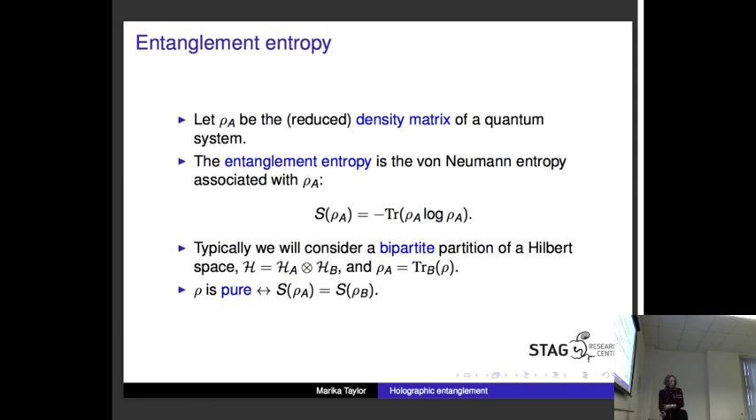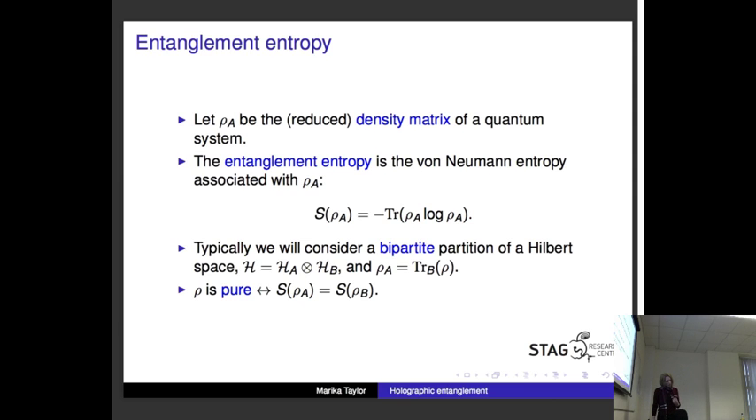Now, typically, and for the purposes of this talk, what I'm going to be interested in doing is considering a system where I can take a Hilbert space and I divide the Hilbert space into two pieces, so a bipartite partition of Hilbert space. So my complete Hilbert space can be considered as the product of two Hilbert spaces, H_A and H_B, and my reduced density matrix is then given by specifying the density matrix of the whole system, which is rho. I trace over the degrees of freedom in the part H_B in this part of the Hilbert space, and that gives me the reduced density matrix rho_A, and then I calculate the entanglement entropy using this formula.